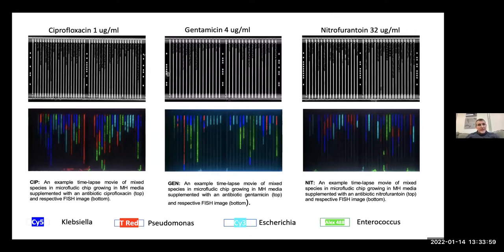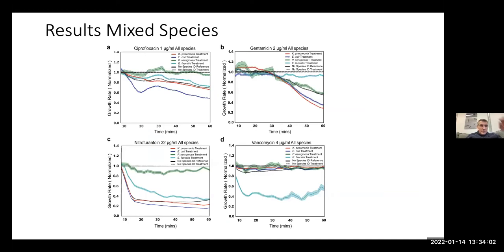And to scale that up, now I should show these results first. So this is now individual experiments with 4 mixed species. And you can see with ciprofloxacin, you don't get the response for Pseudomonas. Gentamicin, you don't get the response for Faecalis. Nitro, Pseudomonas is also not responding. And for vancomycin, you only kill the enterococci.